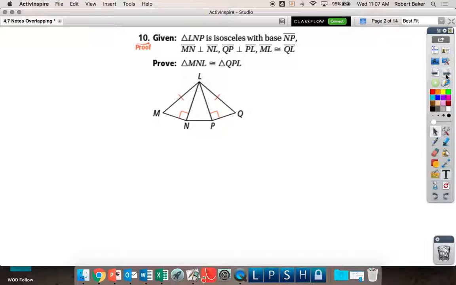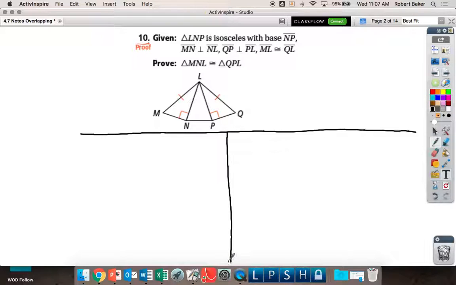Do you want to do it like a legit two-column proof, or do you just want to talk about it? Talk about it. Legit two-column proof? Psych, legit. Okay, so legit two-column proof. I'm going to write, or try and write, all that stuff as one given statement. Yeah, I tried that. It doesn't matter how you do it.